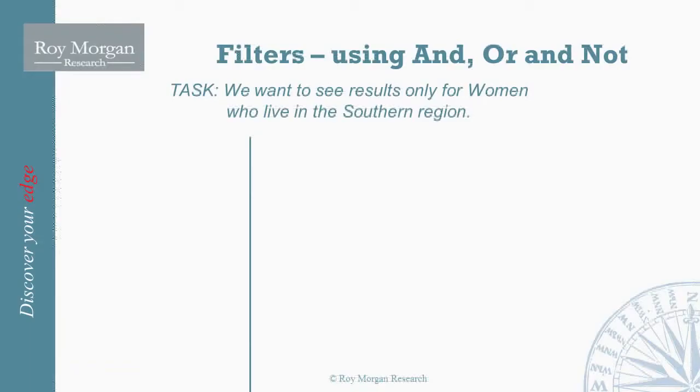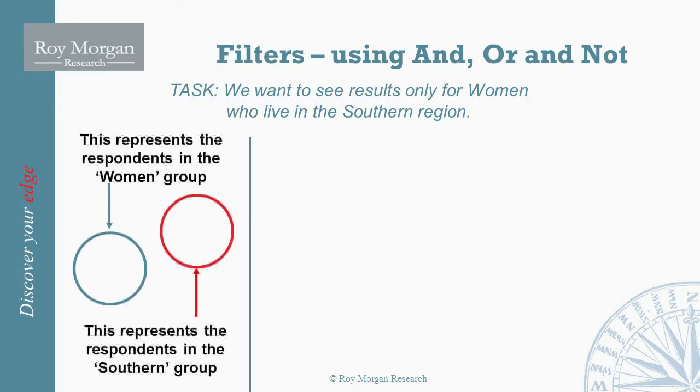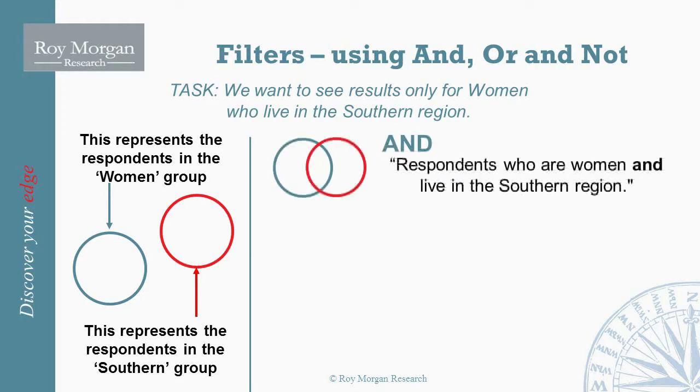Let's say we have a task where we want to see results only for women who live in the southern region. We have a circle representing women and another representing southern. To achieve the goal for this task, we're looking for where the two circles cross over. This section here, the women who live in the southern region, is achieved by using an and statement.